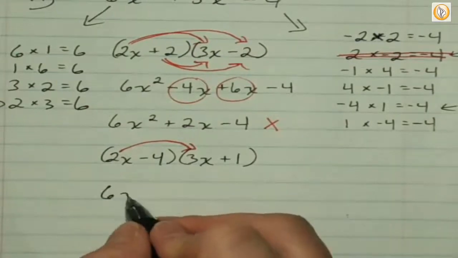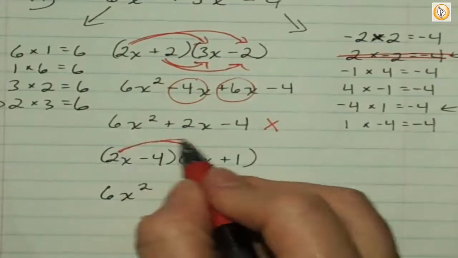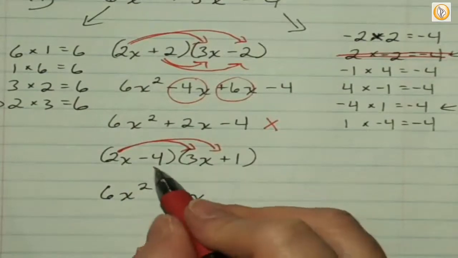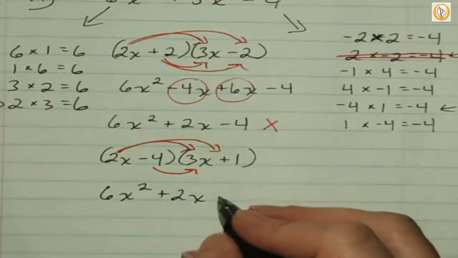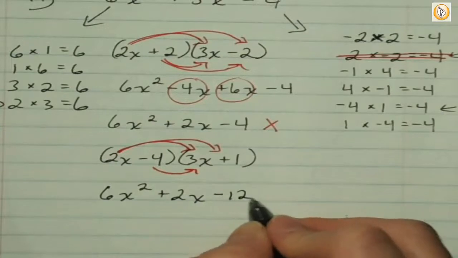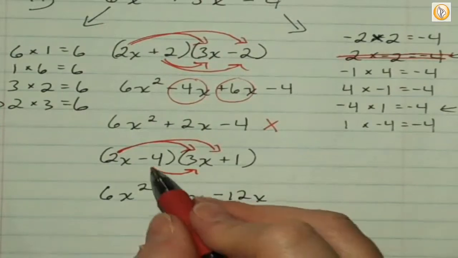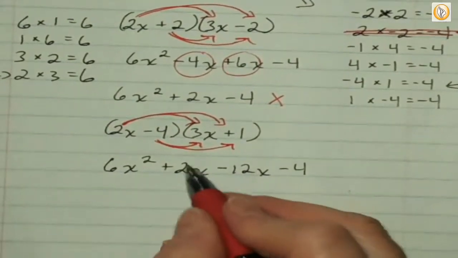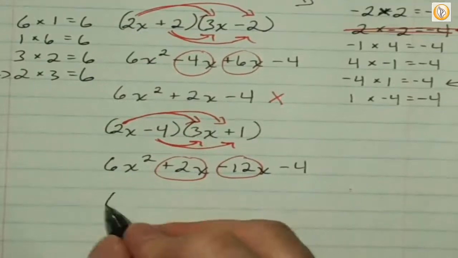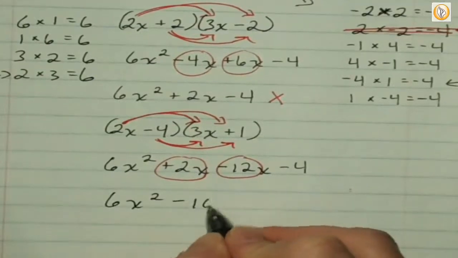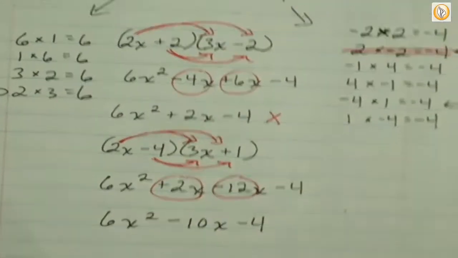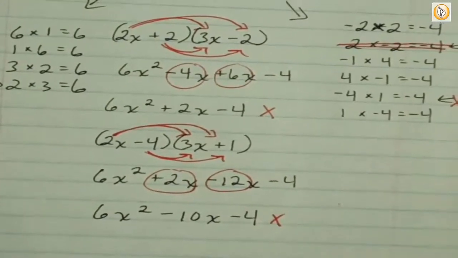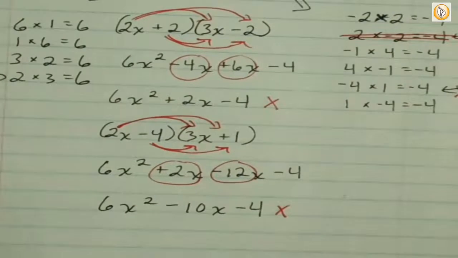Six x squared, two x, negative, 12x, and then negative 4. Here are my like terms. I get 6x squared minus 10x minus 4. Does that check? So we know this is not right, well, unless we messed up over here.